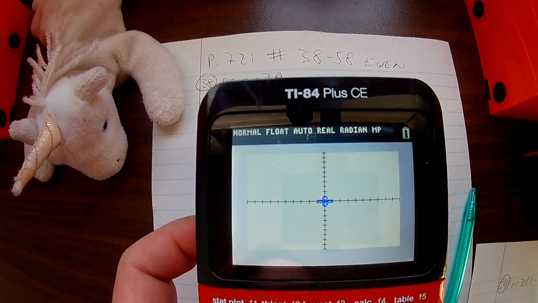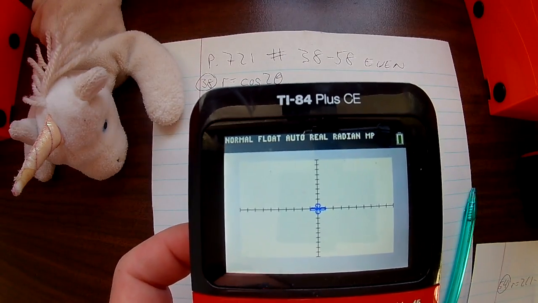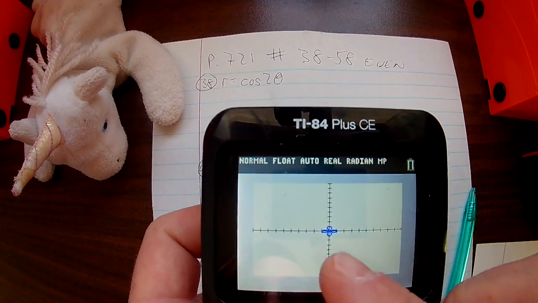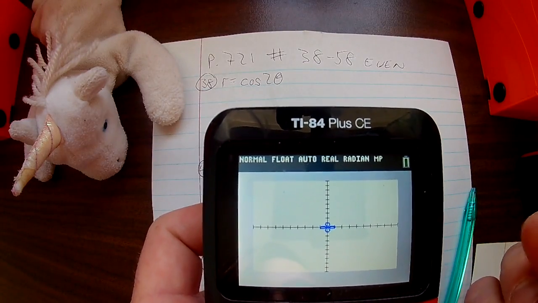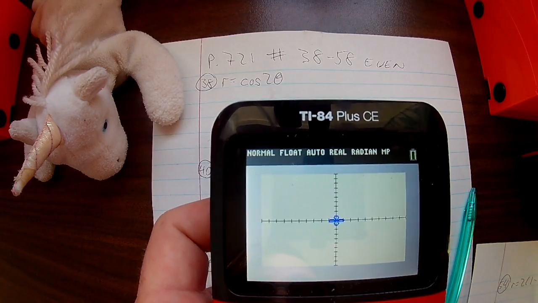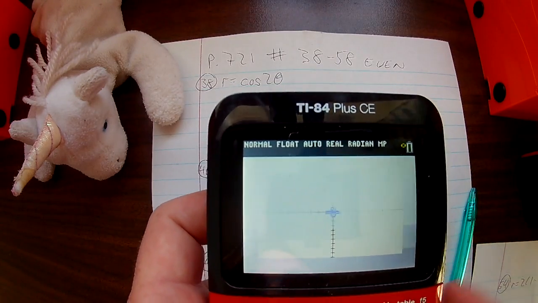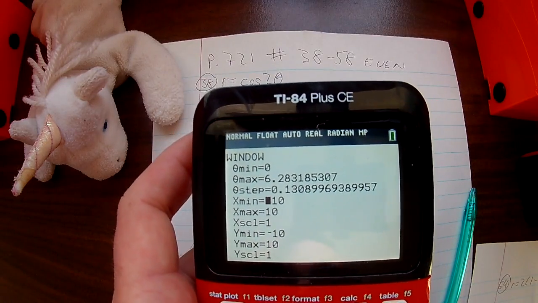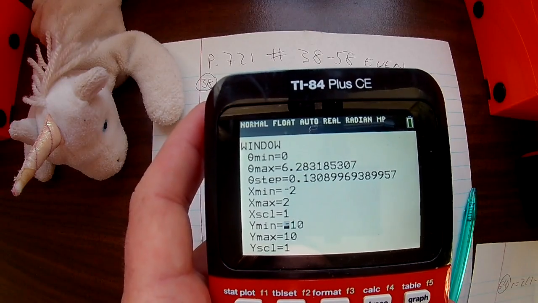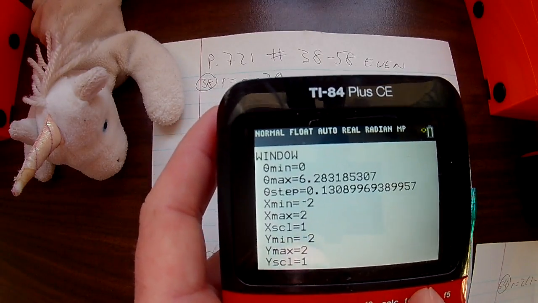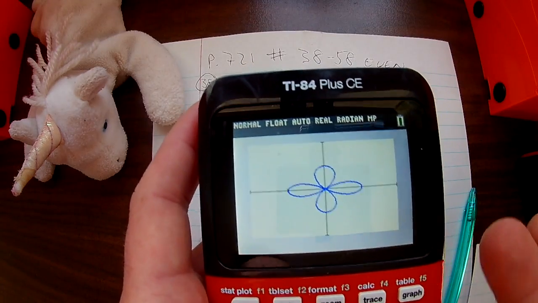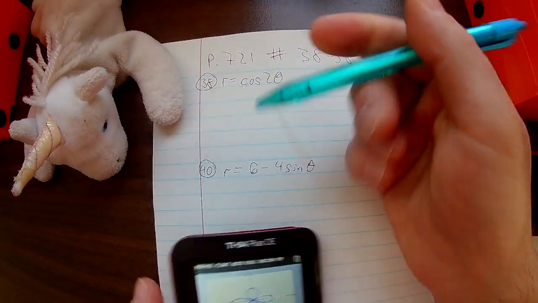I don't like how zoomed out that is, and I don't really like using the zoom in button, so I like to adjust my window to be able to see it a little bit better. I can see that the radius of those petals of that rose curve is about 1, so I'm going to make my x min -2, x max 2, my y min -2, and my y max 2, just so that I can see that rose curve a little bit better. On your homework, you're just going to want to sketch that on your paper.